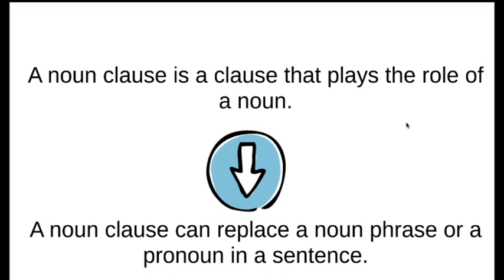A noun clause is a clause that plays the role of a noun. Yes, like we have in Portuguese. We call it subordinate clauses, right, here in Portuguese. So if you have a clause, that phrase that I was showing you, we call it clause. If you have a clause that works as a noun, a name, so if the full clause works as a noun, you have a noun clause. A noun clause can replace a noun phrase or a pronoun in a sentence. Let's see here.